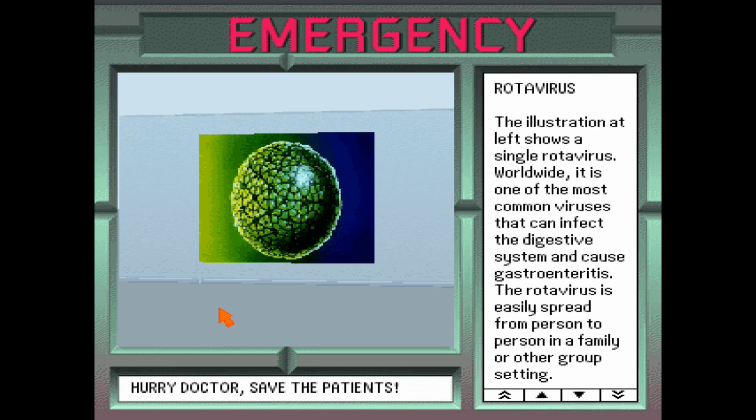Rotavirus. The illustration at left shows a single rotavirus. Worldwide, it is one of the most common viruses that can infect the digestive system and cause gastroenteritis. The rotavirus is easily spread from person to person in a family or other group setting. Rotaviruses are also found in a number of animal species. Rotavirus infection is particularly problematic in infants and young children, and it is responsible for many deaths in undeveloped countries, where medical care is inadequate.